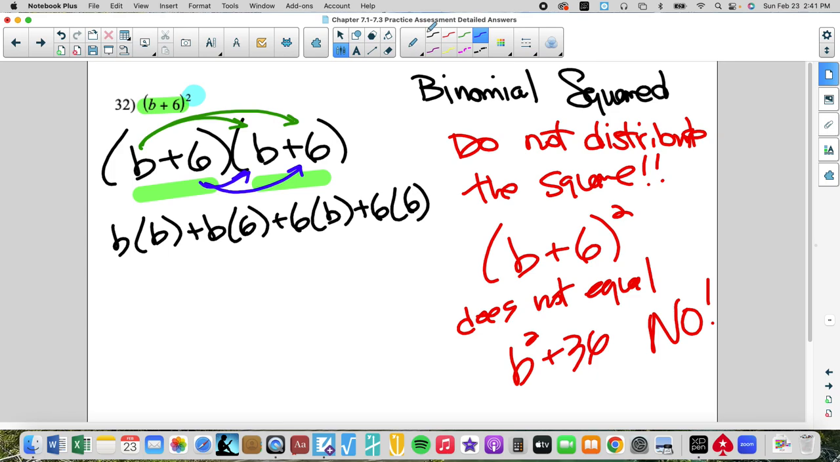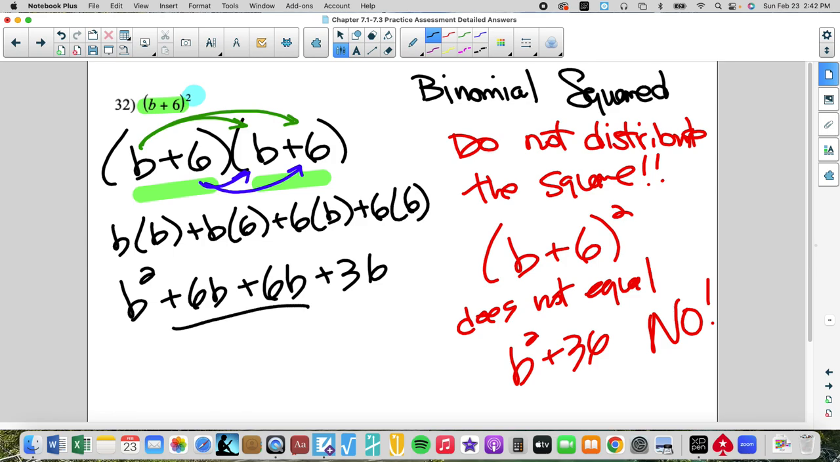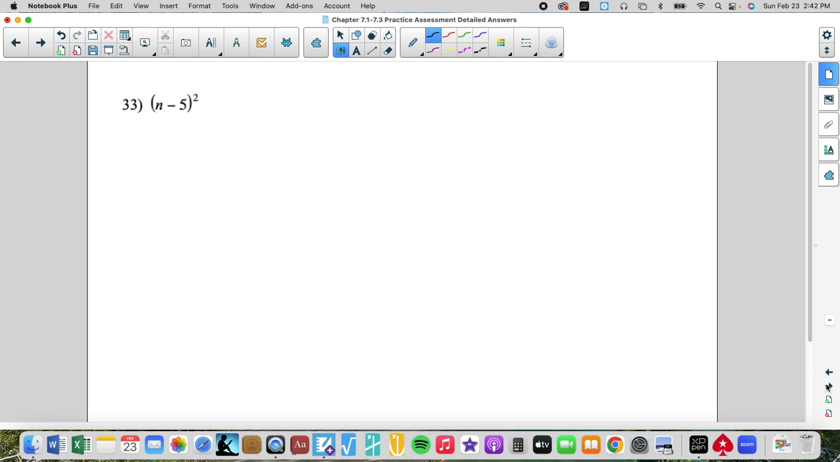Double distribution. B times b is b squared. B times 6 is 6b. 6 times b is 6b. 6 times 6 is 36. These are still like terms. B squared plus 12b plus 36. That's not a b, that's a 6. And that is a b. So we write the binomial out twice. It's so much easier to do this. Just write it out 2 times and then do the double distribution.